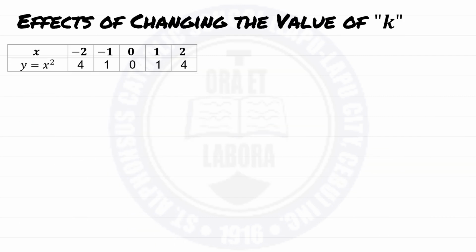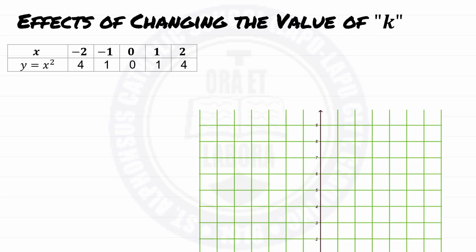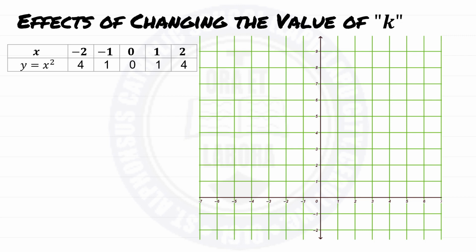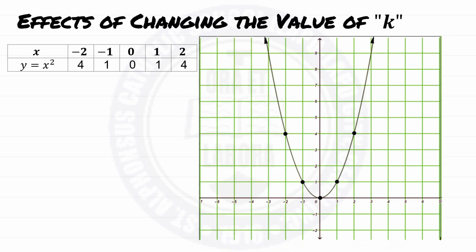Let's start with y equals x squared. The values of x are negative 2, negative 1, 0, 1, and 2. And the values of y respectively are 4, 1, 0, 1, 4. You draw first the graph with the x and y axis, and then put the ordered pairs. So you have here negative 2, 4, negative 1, 1, 0, 0, 1, 1, 2, 4. So those are the 5 points with their corresponding location.